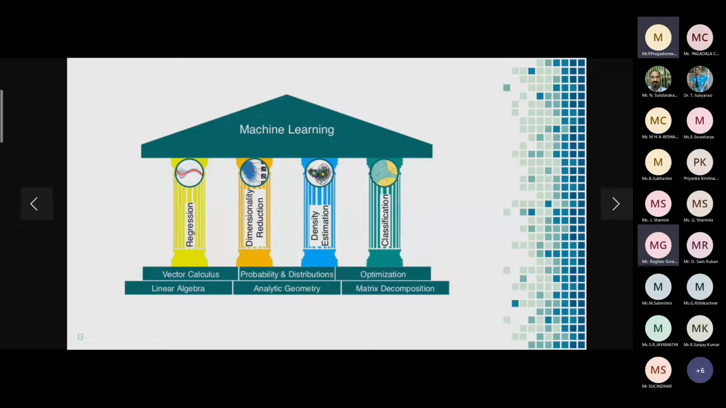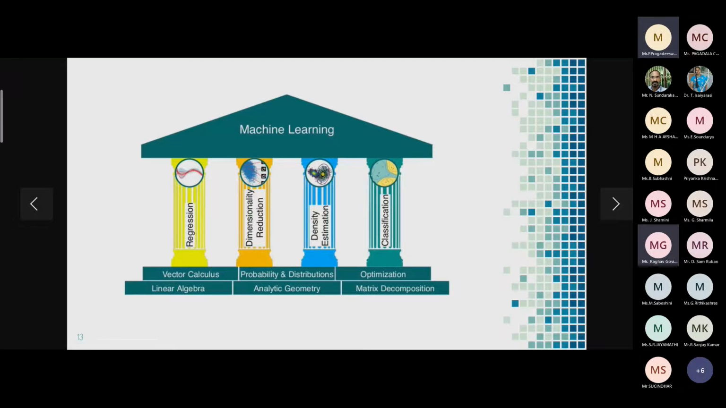Let us consider a construction where the rooftop is machine learning, and the foundation of this rooftop is full of mathematical theories. The important mathematical theories are linear algebra, analytic geometry, matrix decomposition, vector calculus, probability and distribution, and optimization. The main criteria followed in machine learning are linear algebra, calculus, probability and statistics. These are the pillars supporting the foundation of machine learning.